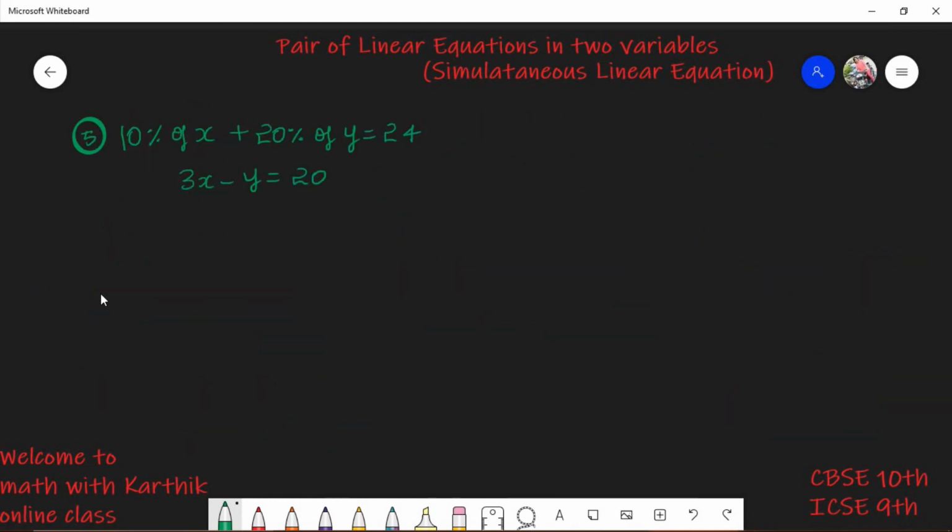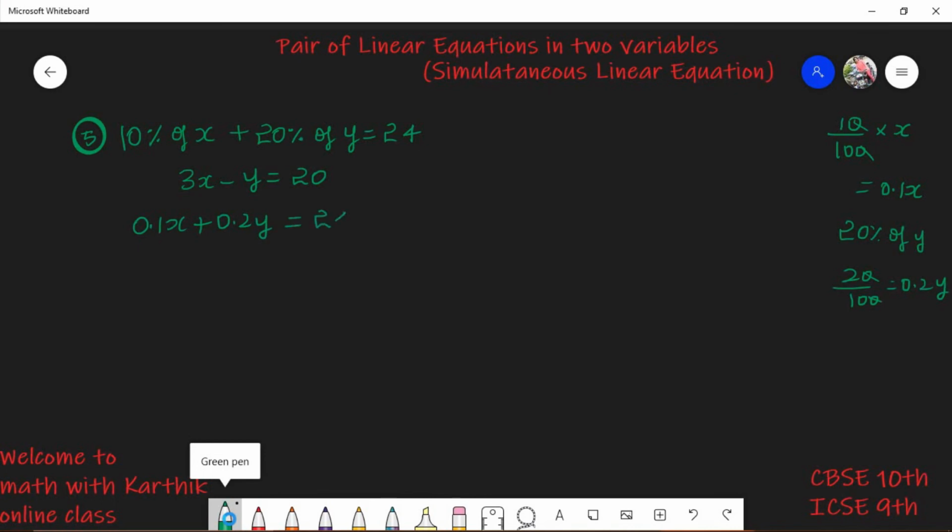Question number 5. 10% of x means 10 by 100 into x. That is nothing but 0.1x. Similarly, 20% of y means 20 by 100, that will be 0.2y. So I'll replace with this. So that is 0.1x plus 0.2y will be equal to 24. 3x minus y will be equal to 20.